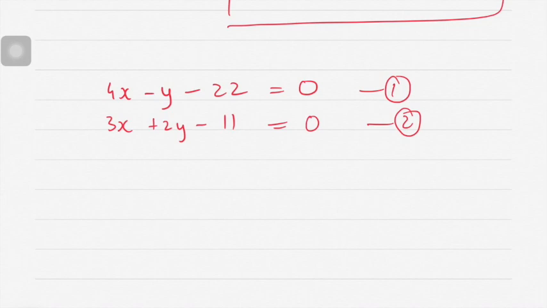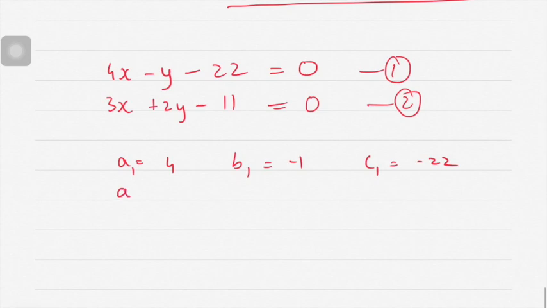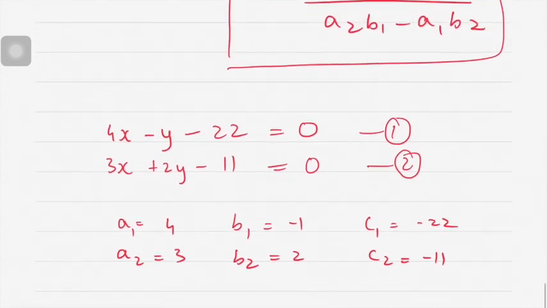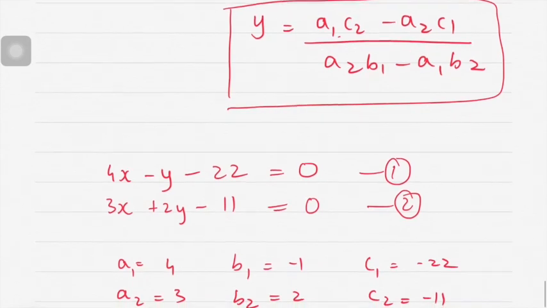3x plus 2y minus 11 is equal to 0. This is my equation 2, correct? So A1 is equal to 4, B1 is equal to minus 1, C1 is equal to minus 22, okay? A2 is equal to 3, B2 is equal to 2 and C2 is equal to minus 11. Correct?